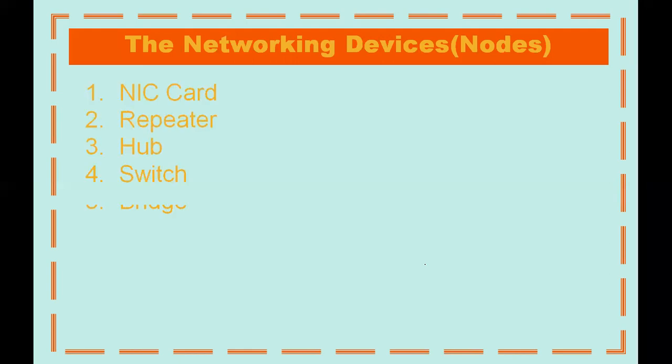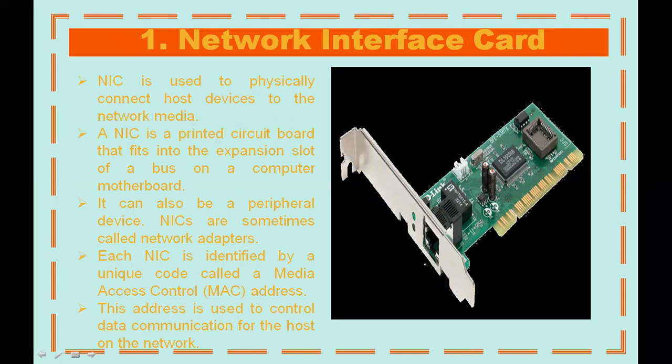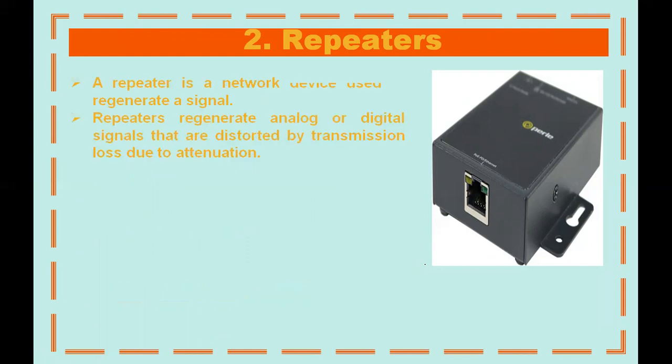First is the network interface card. Next is the repeater, then hub, switch, bridge, router, then gateway and firewall. So first, what is a network interface card? It is used to physically connect the host devices to the network, and it has a unique code called the MAC address. It acts as a network adapter to control the data communication for the host on the network. Then comes the repeater. A repeater is another device which regenerates or amplifies the signal which gets lost during attenuation.